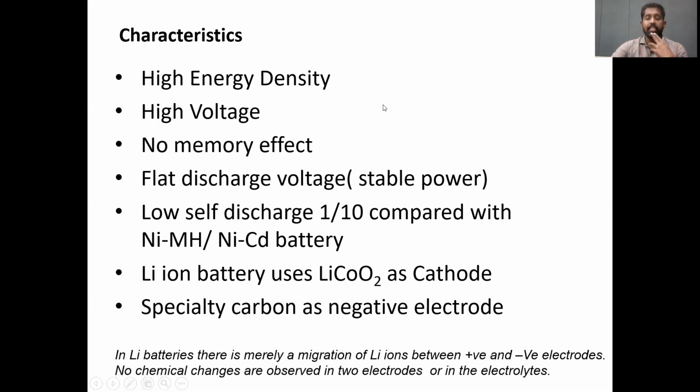Just one point I want to make, the core point you should keep in mind: in all lithium batteries, there is simple migration of lithium ions between the positive and negative electrodes. So there are no chemical changes which you observe in the two electrodes.